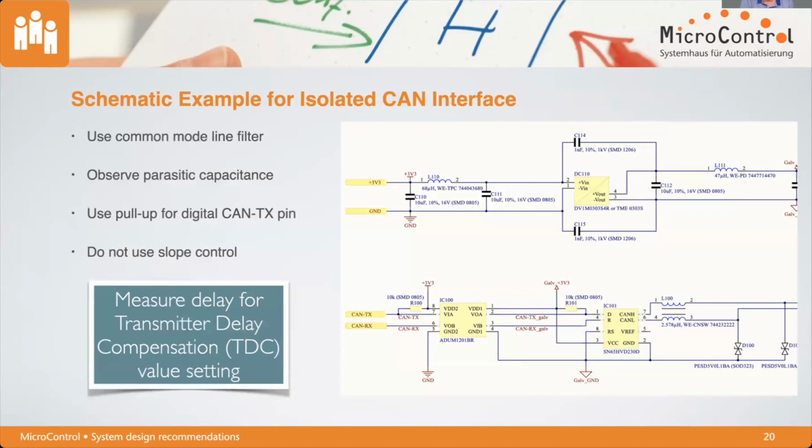So still the same applies for the CAN hardware, for the physical interface, like in the past. Make sure that you use a common mode line filter, observe parasitic capacitance, and use effectively a pull-up for the digital CAN TX pin. If you don't do that, you will have error frames when you power up your devices. And please measure the delay for your specific hardware and put it in your software. That is individual for every hardware.